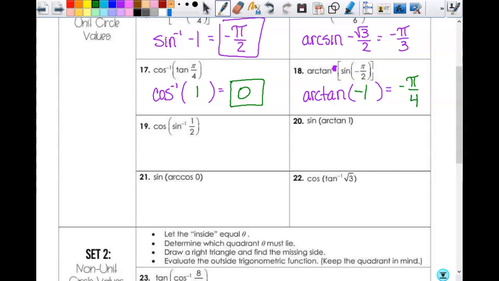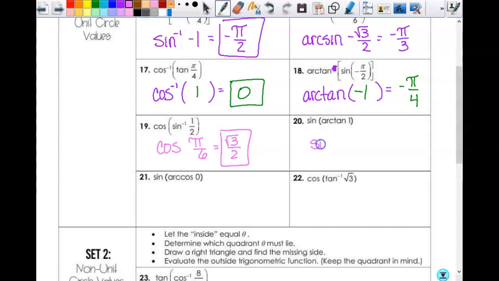All right, so let's look at 19. It's the same thing, but now the inverse is on the inside. So I want the cosine of the sine inverse of 1/2. So I want when the sine value is 1/2, what is the angle? Pi 6. So I just want the cosine of pi 6, which is square root of 3 over 2.